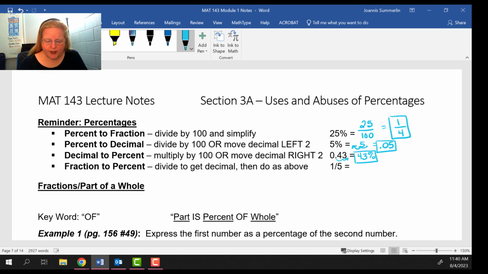To change a fraction to a percent, you're going to have to go ahead and do your division. I would suggest using your calculator for that. It's a lot faster. You divide to get the decimal. When you use your calculator, you say 1 divided by 5. It'll go ahead and give you the 0.2, and then you can move it as we did before to get the 20%.